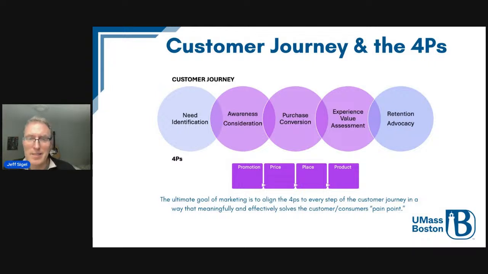So again, this is how the four Ps have to line up with the way people are making their purchases. If most people purchase online, you've got to be online. If most people purchase in stores, then you're either going to have stores, or you're going to have to sell through the stores that people go to.